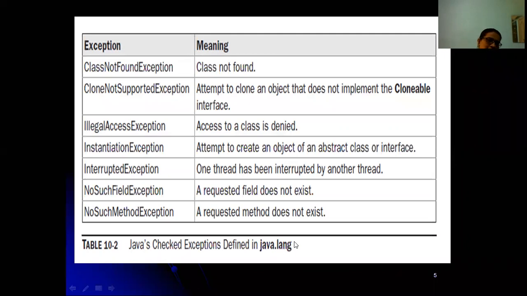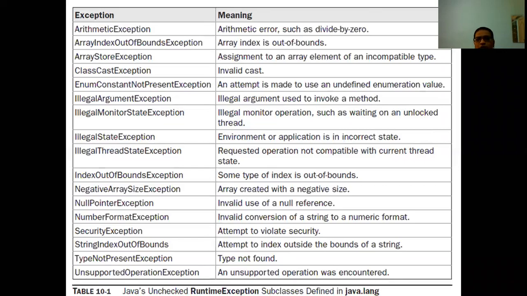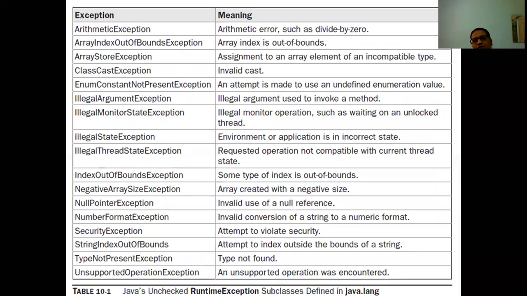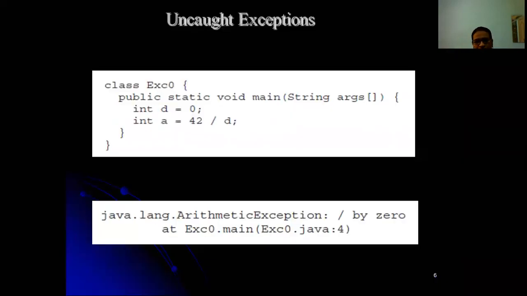As I said, these are the exceptions under java.lang, but above these subclasses we have one generic exception called just Exception. The name itself is Exception. That is the parent for all these classes, both checked and unchecked exceptions. So under Exception we have checked as well as unchecked exceptions. Checked exceptions are these many, and unchecked exceptions are these many, they have classified.